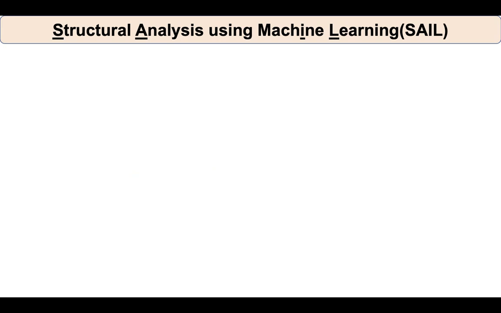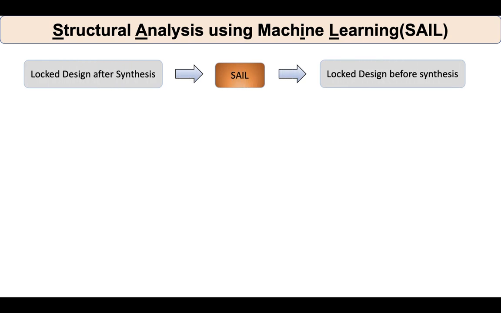So, after observing all the steps, what does SAIL basically do? SAIL basically takes a synthesized locked design and reverts it back to the pre-synthesis design. It is an ML guided attack. So, what is the benefit of SAIL then?